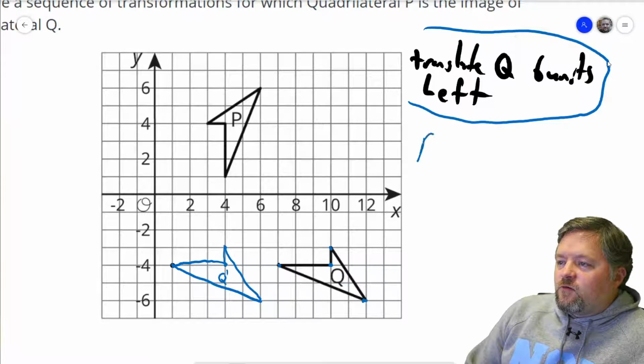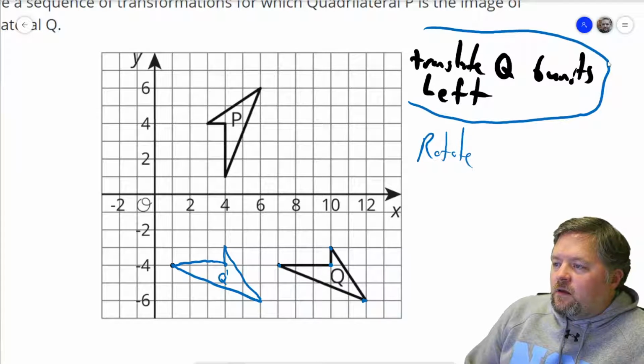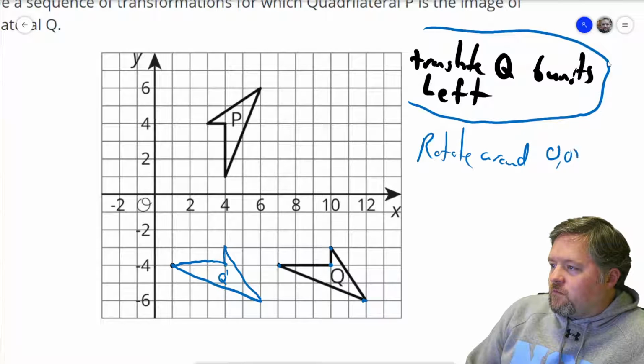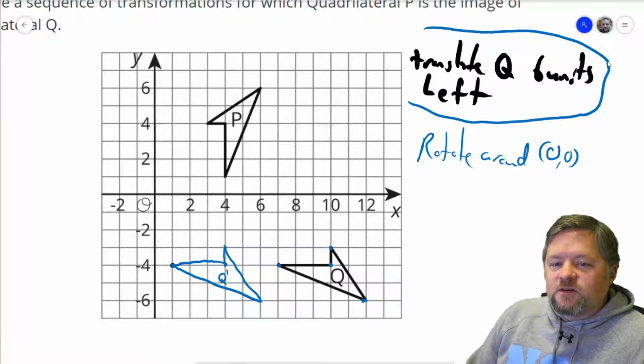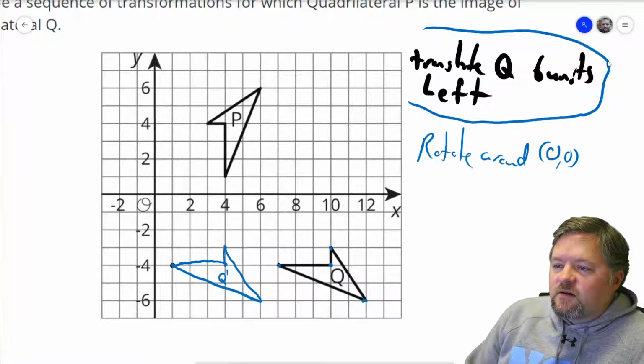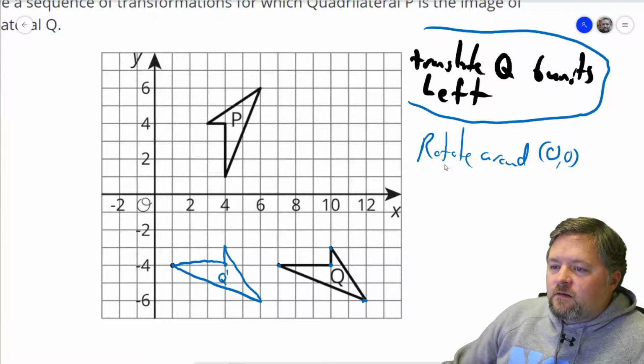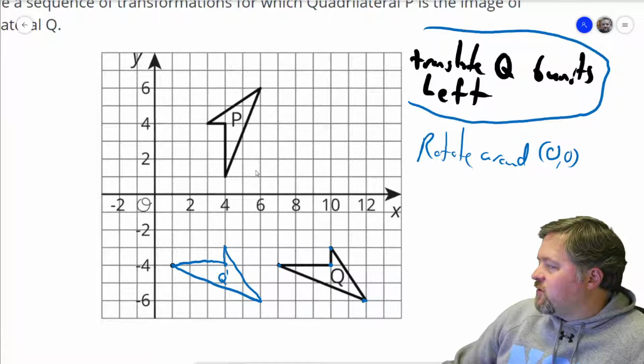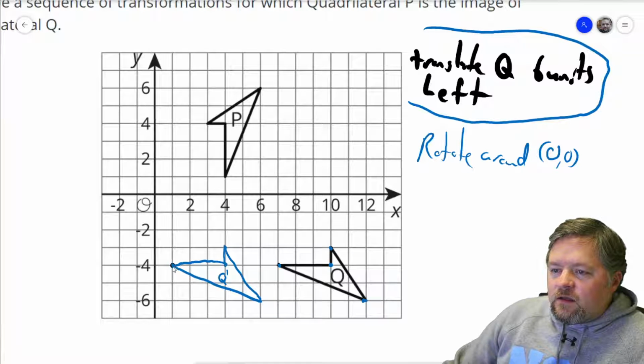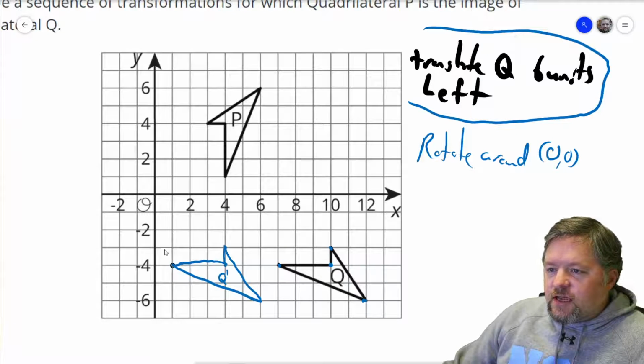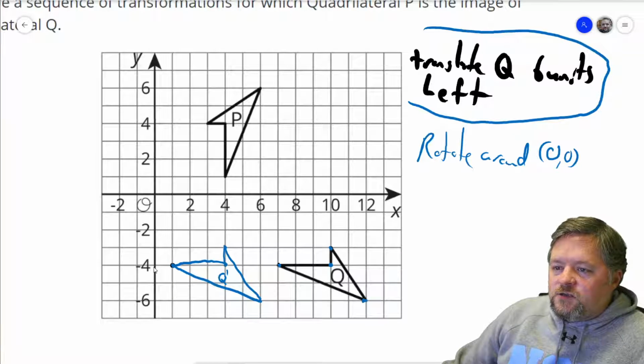Now, I'm going to want to rotate around the origin, because I always like to rotate around the origin. It makes the work a little bit easier. If I take this Q' and rotate it 90 degrees around the origin, this vertex right here, which was the point (1, -4), will become the point (4, 1).